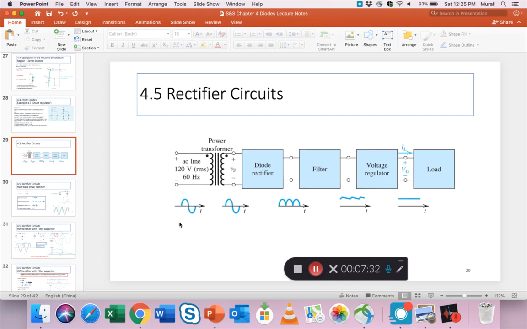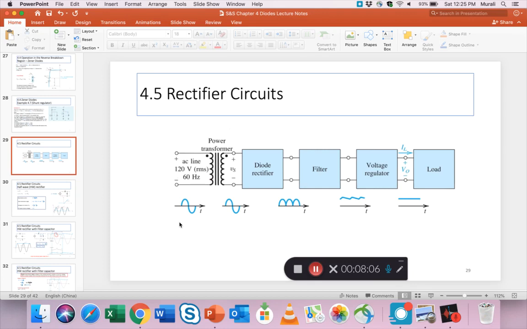So if you put all these sections together, then you get almost a perfect DC that you see at the very end, and your load is pretty happy, because most electronic loads want that kind of straight-line DC. Okay, so anyway, these are the various sections. We don't go into too much detail. I mean, designing rectifier circuits and power supplies is a full-time job for a lot of engineers. So we'll be introduced to many of these concepts.